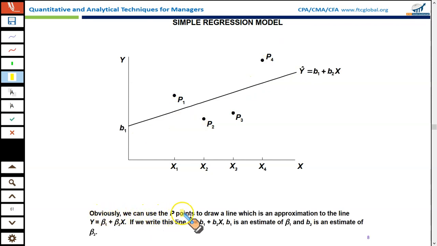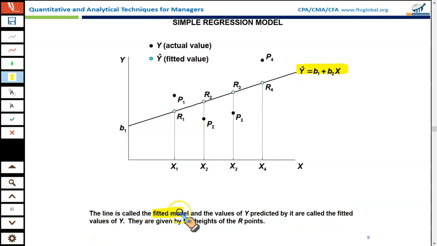So obviously we can use the P points to draw a line which is an approximation to the line beta 1 plus beta 2 x. If we write this line as y hat, in statistics, y hat means the predicted value of the dependent variable. So y hat is equal to b1 plus b2 x, where b1 is an estimate of beta 1 and b2 is an estimate of beta 2. This line is called the fitted model, and the values of y hat predicted by it are called the fitted values of y. They are given by the heights of the points R1, R2, R3, and R4.